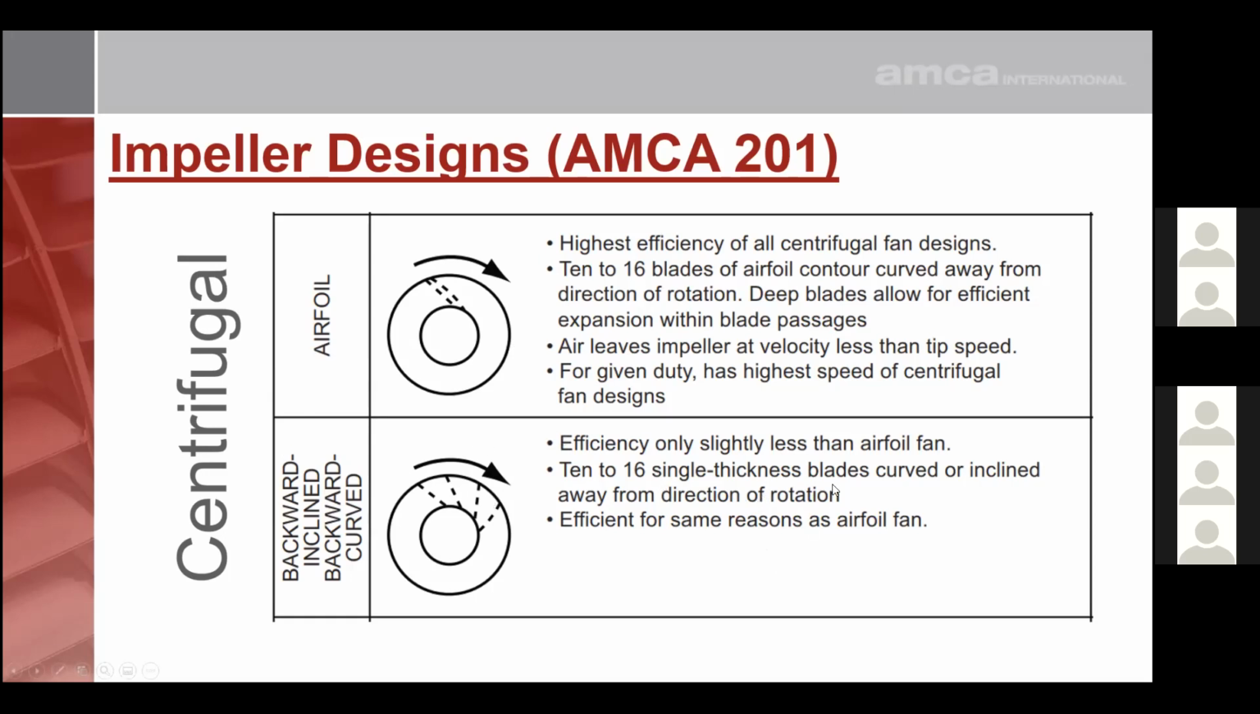They also have what is called a non-overloading characteristic, which means the fan power will have a peak power. So it's possible to select a motor size that will make sure that no matter where the fan operates, it won't overload the motor. Similarly, backward inclined and backward curved fans also are non-overloading, but they're not quite as efficient as an airfoil, though they can be better suited for dirtier applications. They're fairly easy to protect.